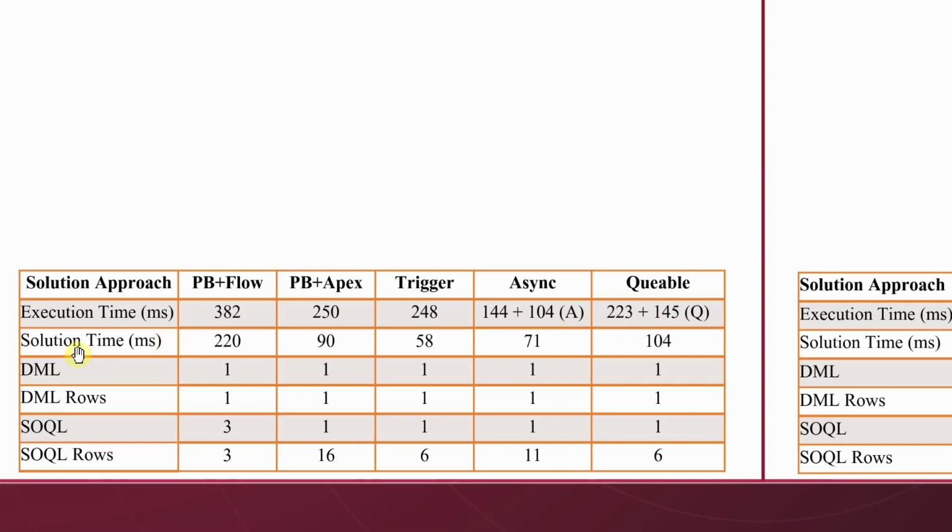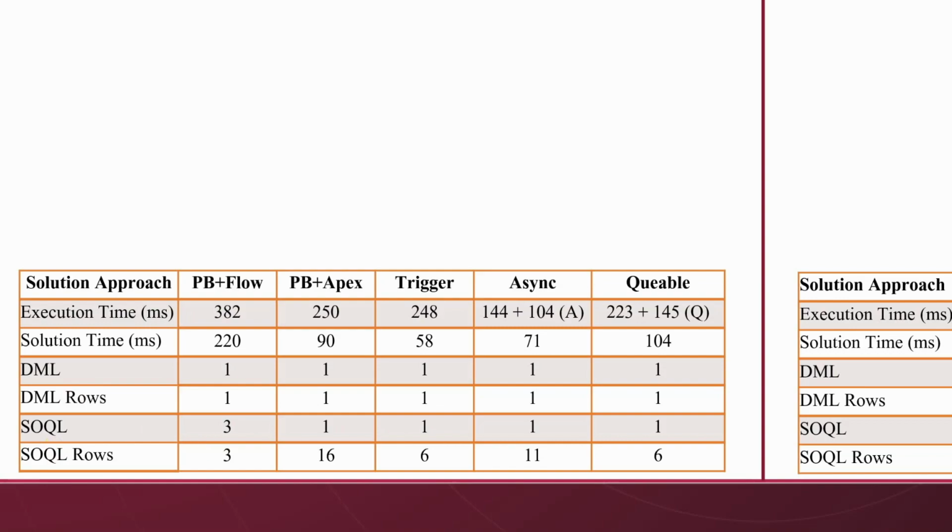And if you just consider the solution time, you can see for PB plus flow it is 220, which is high compared to all other operations here. You can see that always the code solution is consuming less time compared to the PB plus flow solution. And the DML count is the same for all the solution scenarios. The major difference comes in SOQL. You can see PB plus flow is consuming 3 SOQLs, whereas all other operations are consuming just 1.